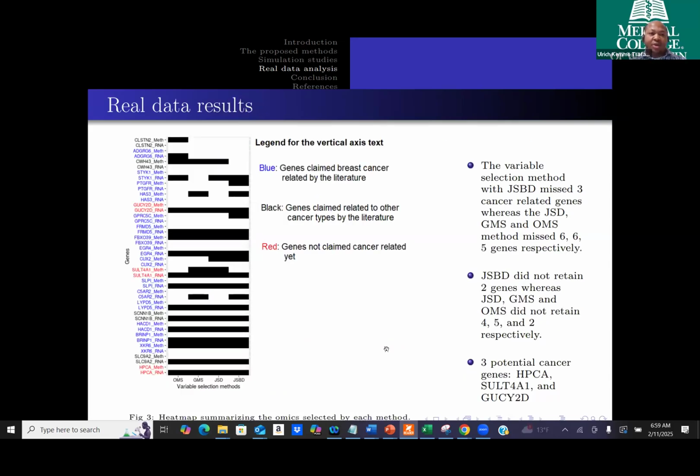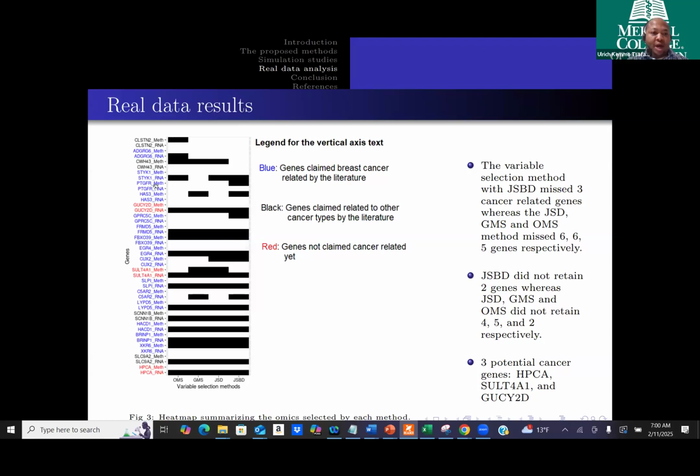So these are the results of the real data analysis. It's a heat map. So here we have the genes and the omics, and here we have the variable selection methods. A black square in front of a gene means that the omic was selected by the method, and a white square means the omic wasn't selected by the method.